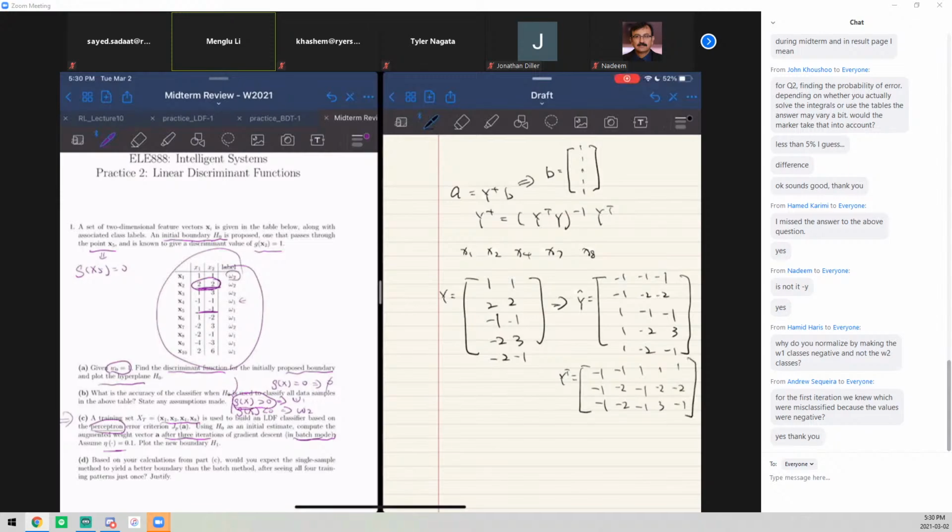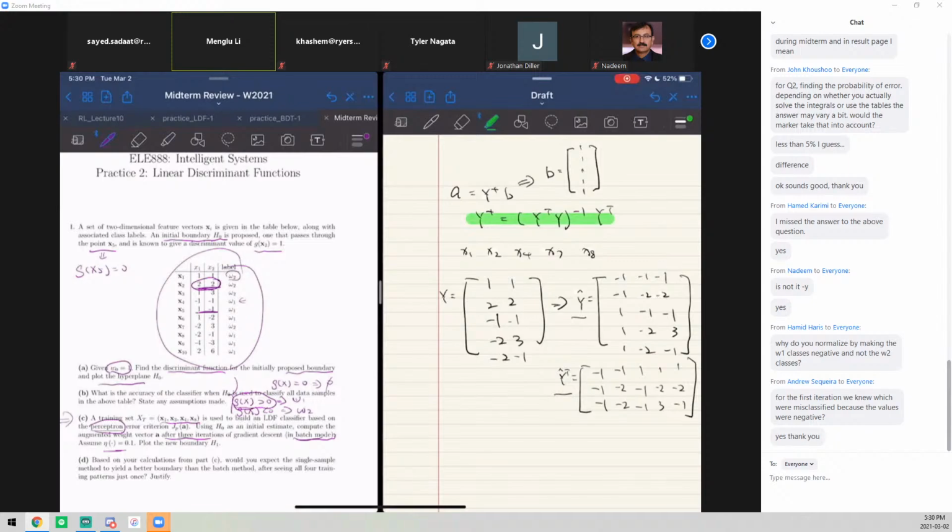Okay. Now we have Y, and we have Y transpose. All we need to do is plug the Y and Y transpose into this equation to find the Y plus. You can use MATLAB or Wolfram Alpha. That's the one I like most.